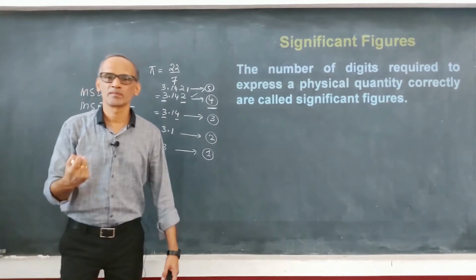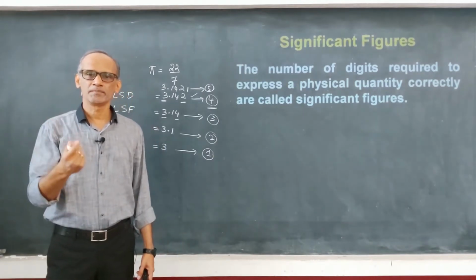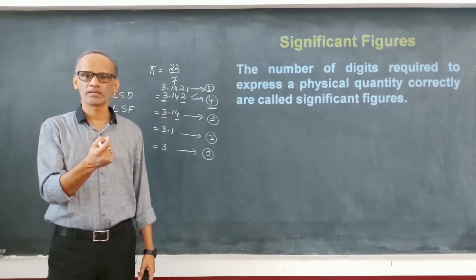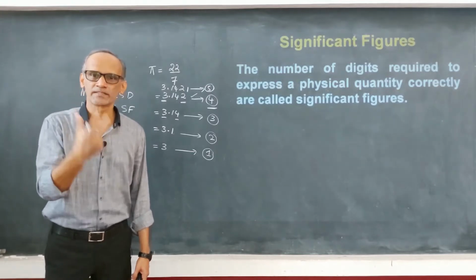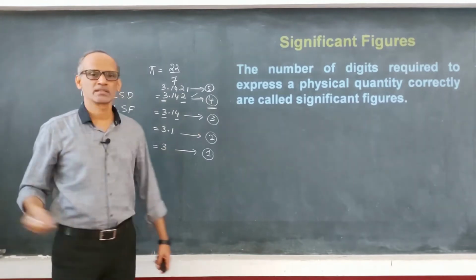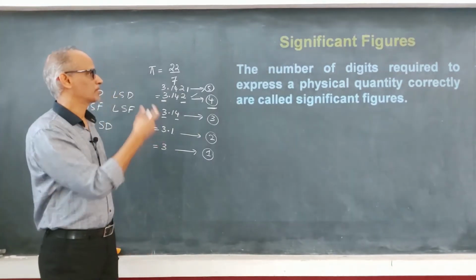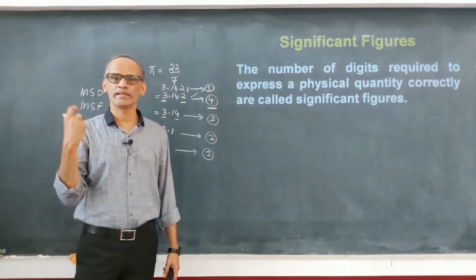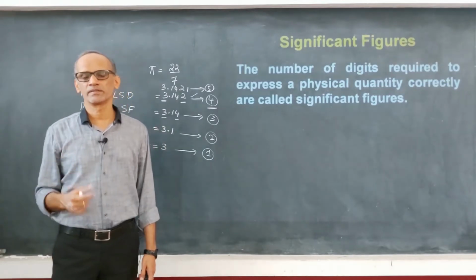So hope you understood what is the meaning of significant figure. It is the number of digits required in a physical quantity or in a measurement to express it more correctly. Okay. The number of digits required to express a physical quantity correctly are called significant figure.